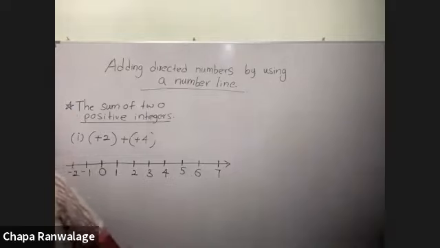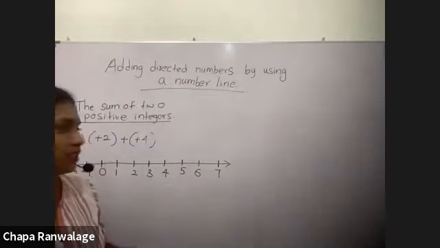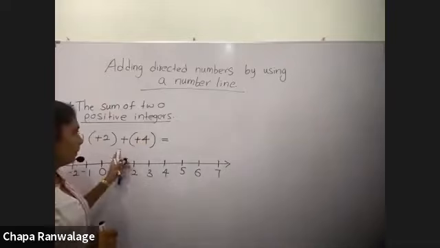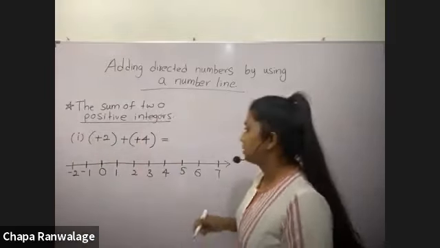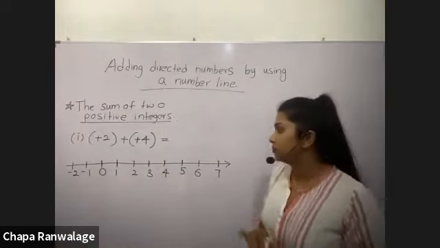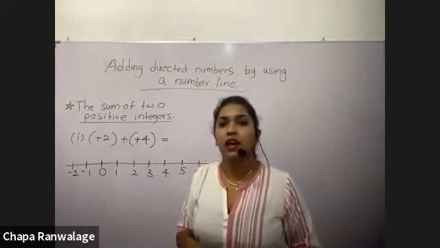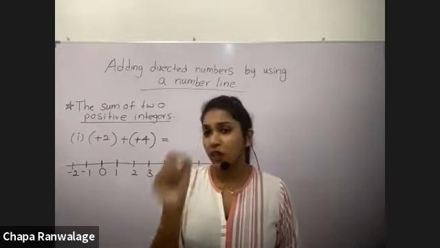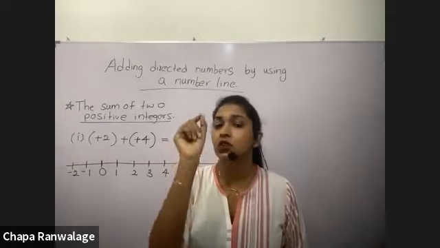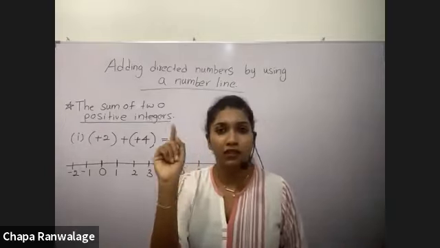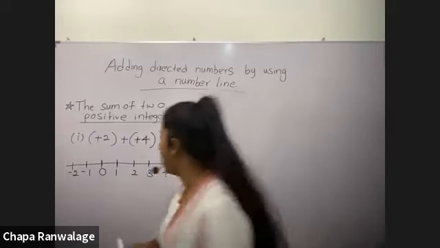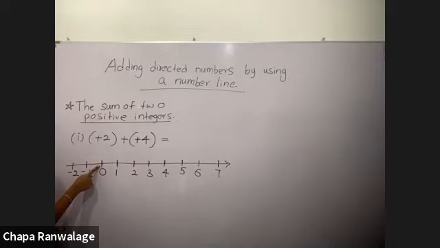Now I'll explain how to find the answer using this number line. My question is +2 + +4. From where should we start to represent them? You should start from zero. That is very important. Keep it in mind. We have to start from zero. There is my zero. I'm starting from zero.